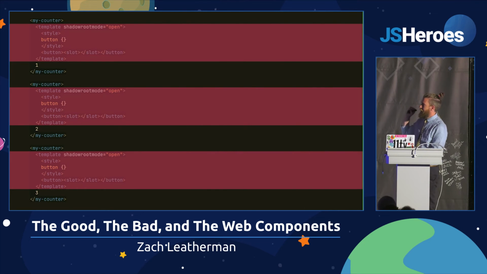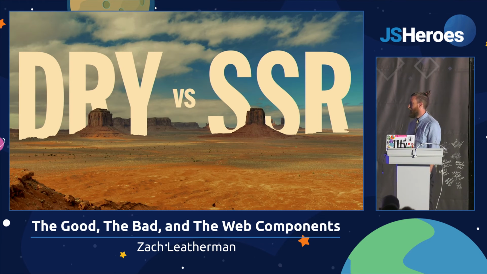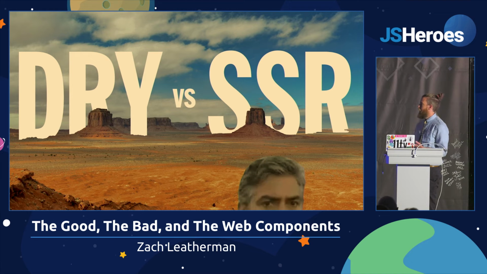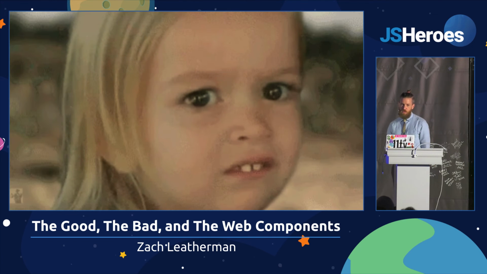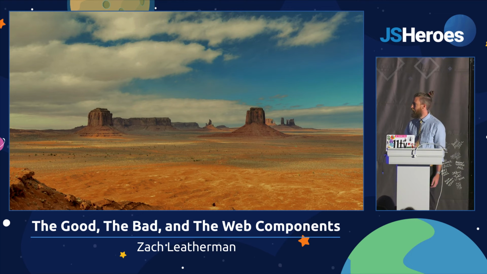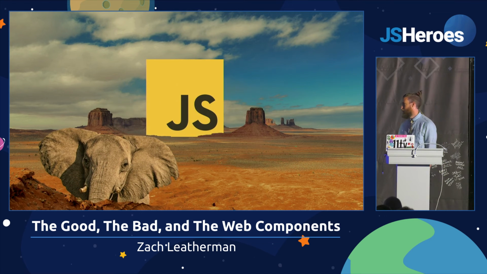But again, this introduces even more repetition in our component instances. So I really don't think that the standards folks have expected us to repeat ourselves by copying all of this stuff throughout our component instances. But it does introduce this tension, right, between we don't want to repeat ourselves, but we still want the benefits of server-side rendering. So it's kind of this standoff, right? And JavaScript is right in the middle. JavaScript is the elephant in the room in this story.